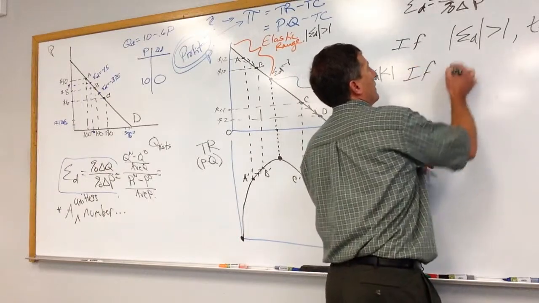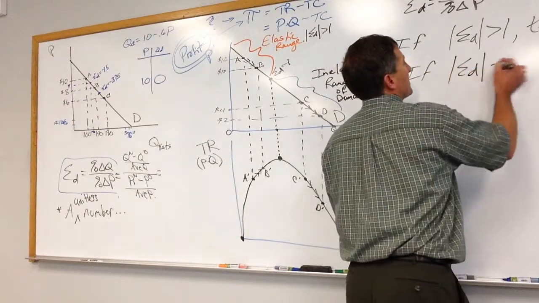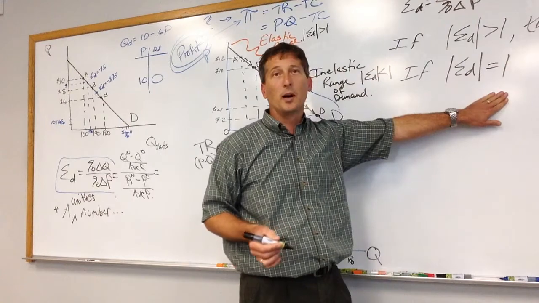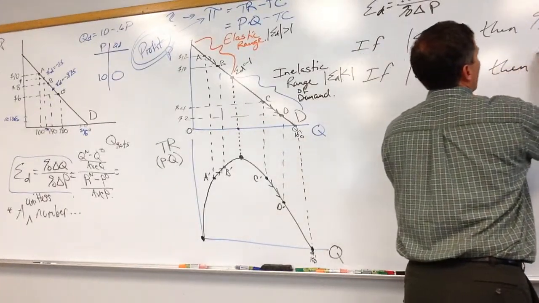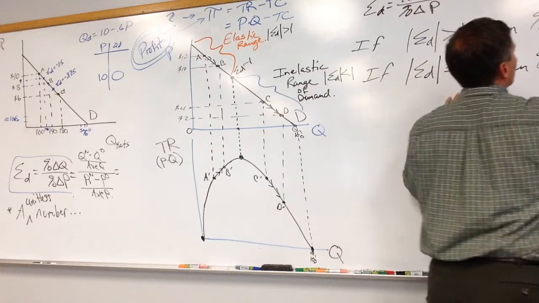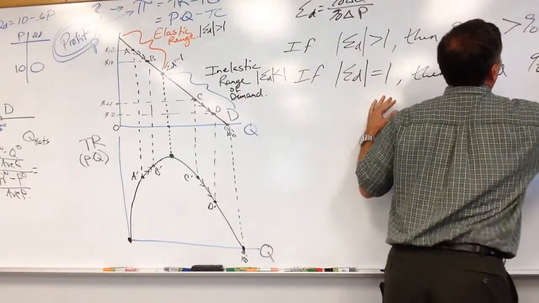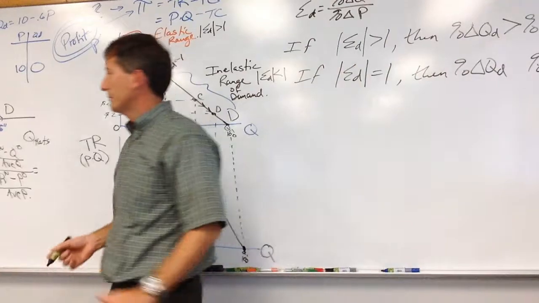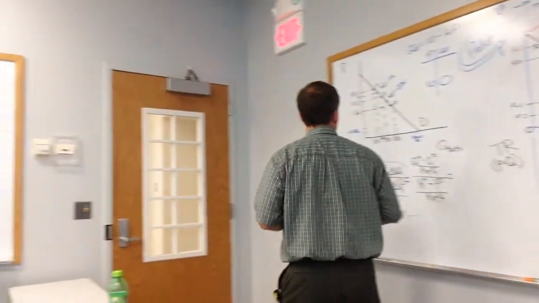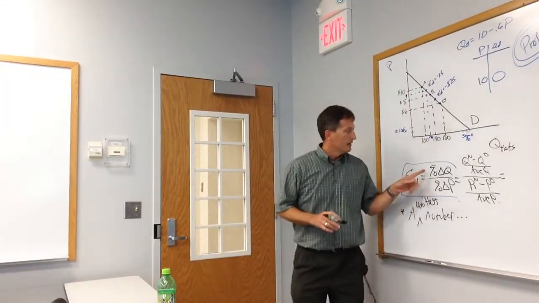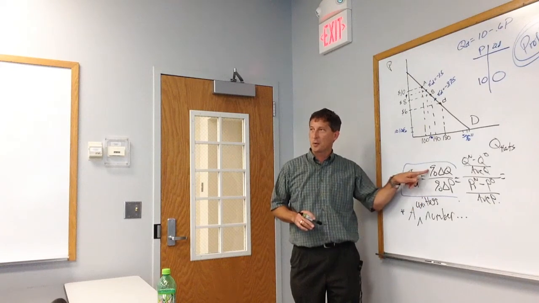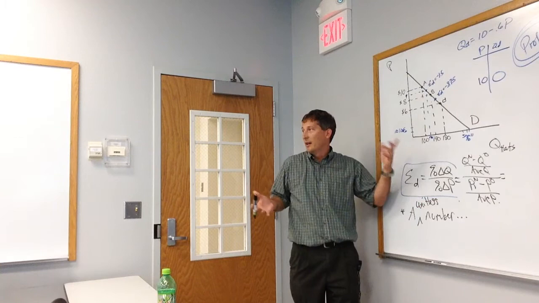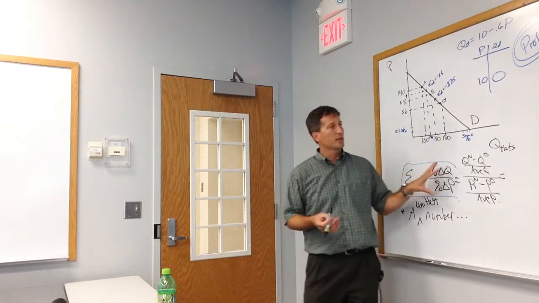If the elasticity of demand in absolute value again is equal to 1, then what's true about the percentages? They equal each other, right? So if this is 7%, this is 7%. If this is 6%, this is 6%. If this is 1%, this is 1%. It equals 1. So the upstairs equals the downstairs.